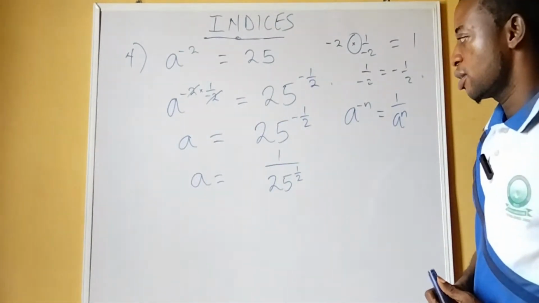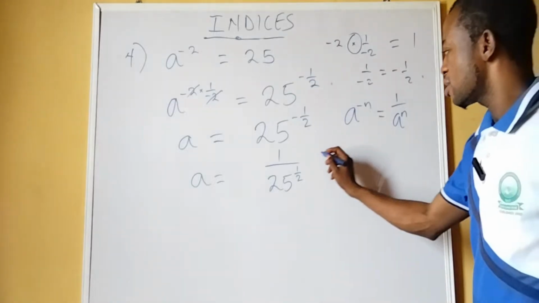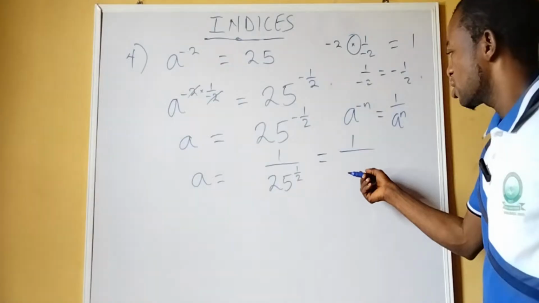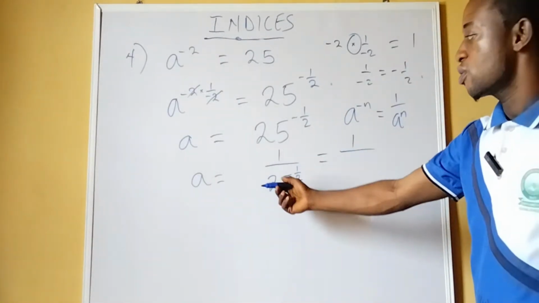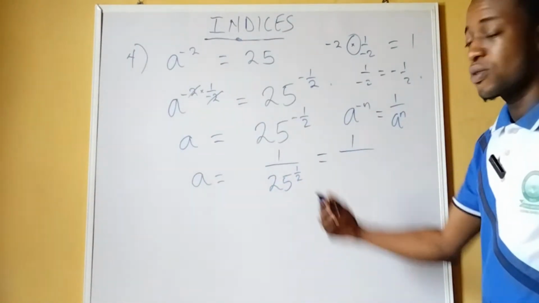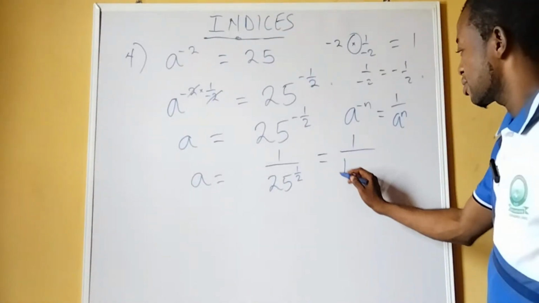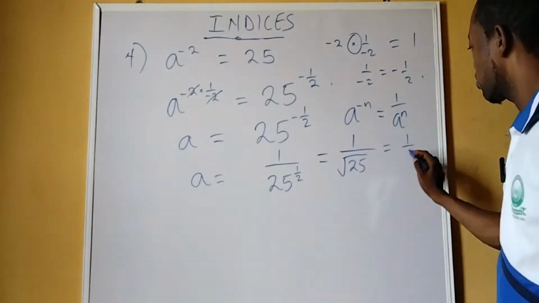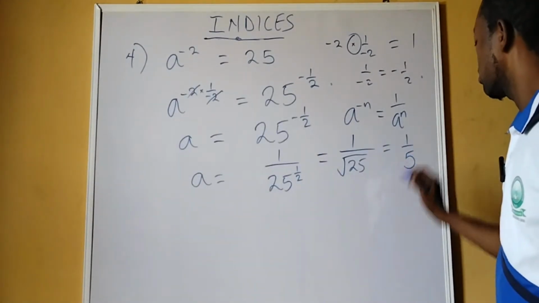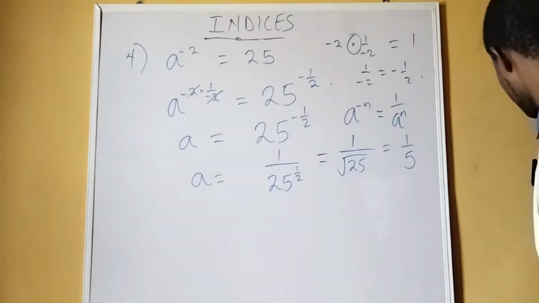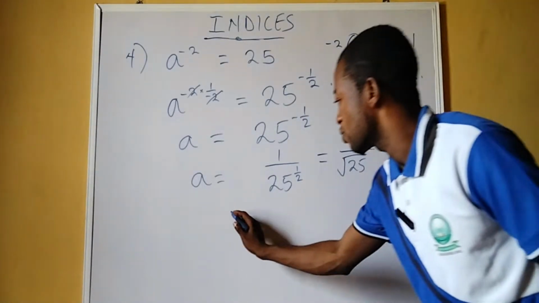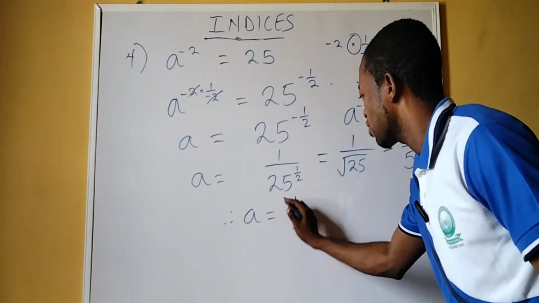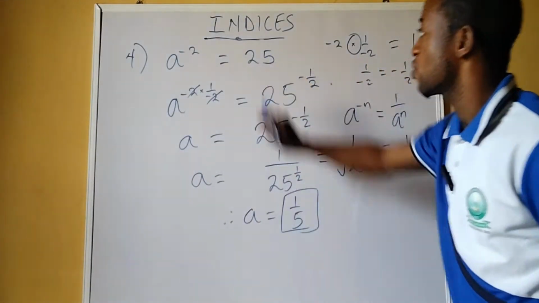Okay, so this can become 1 over 25 raised to a fractional index. This is the square root of 25 easily. Square root of 25 is 5, so we have 1 over 5. So that is that. Therefore, a here equals 1 over 5. That's the final answer to this particular problem.